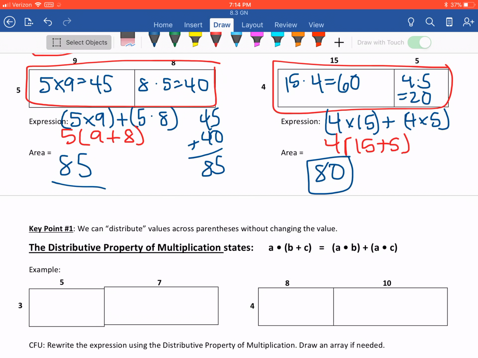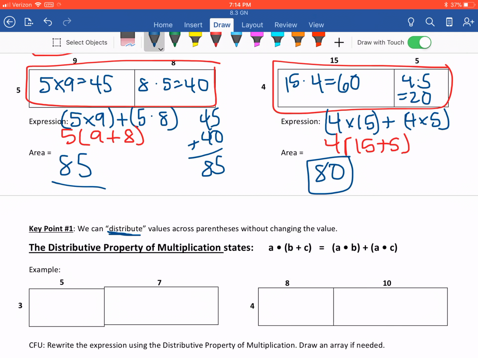All right, key point number 1. We can distribute values across parentheses without changing the value. So you may be reading that being like, what are you even talking about? So the word distribute, if you don't know, distribute is like where you hand something out. Like whenever I'm passing out your tests and you're all being miserable, I'm distributing the tests to you, right? Whenever you're going through the lunch line and you're getting your lunch, the cafeteria workers are distributing the lunch to you. They're handing it out to everybody.